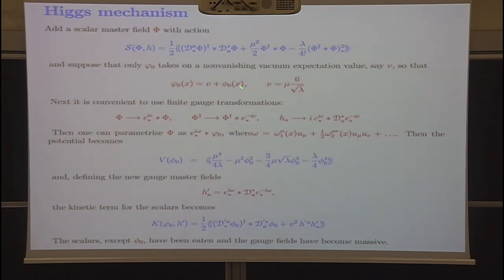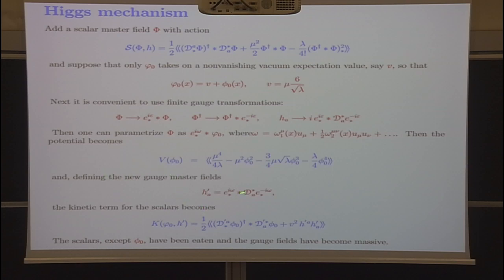And with this value, they are the usual ones. Next, it is more useful here to define finite gauge transformations instead of infinitesimal ones, which are written here, so that we can parameterize the field phi in this form, where phi 0 is this, and omega is this field, in which the first term is missing. Then the potential becomes this one, for the field phi, for the fluctuation phi 0.